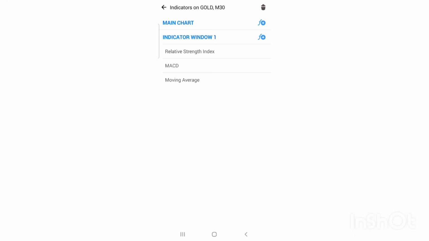So this strategy is good on gold, Bitcoin, Nasdaq, all currency pairs, guys. So make sure you go and practice. This is a very good strategy. I can recommend it to you. It doesn't have stress.